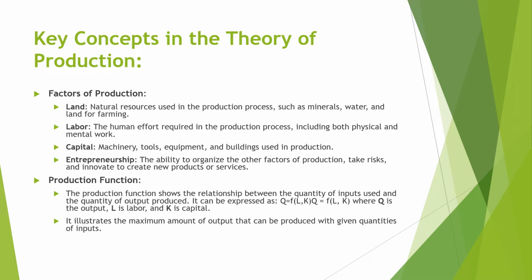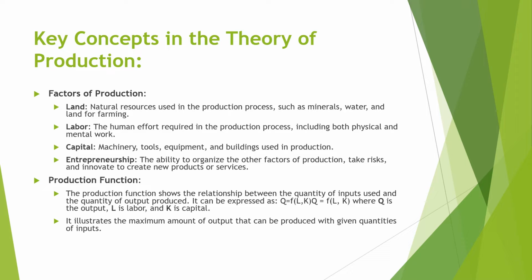Labor simply means human effort. Capital can be machinery, tools, equipment, buildings, can be money, finance used in what? In production. That is, capital can also be defined as man-made factor of production. Entrepreneurship: the ability to organize the other factors of production, take risk, and innovate to create new product or service. That is, entrepreneur is a factor that controls all other factors of production.